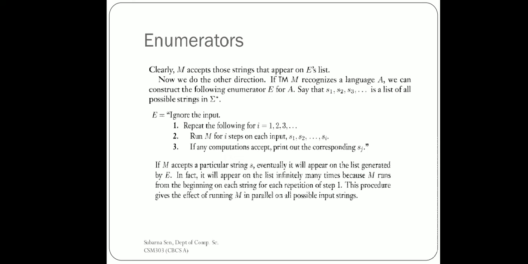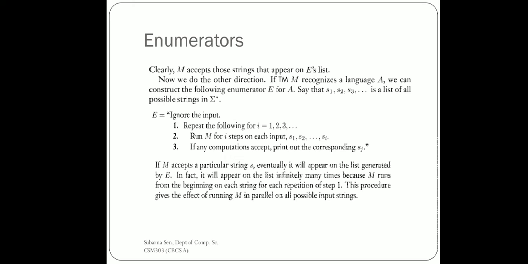Okay, the enumerator is processing in this fashion: it enumerates a string, compares it with W, and that W was being accepted by M. So ultimately M is accepting those strings which are in the enumerator's list. But here, firstly, we are assuming that my TM is recognizing a language A.